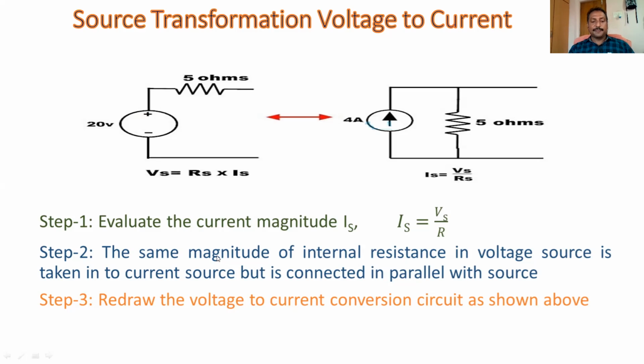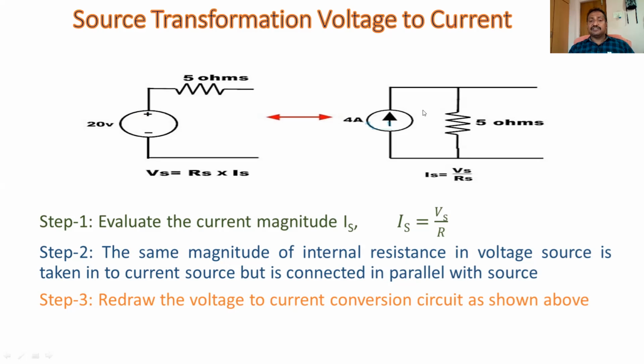Then the second step: the same magnitude of internal resistance of the voltage source should be considered, but that resistance should be connected in parallel with the current source. So see here, this is the 5 ohm, the same magnitude of 5 ohm is also connected here. So this represents the converted current source. So redraw the voltage to current conversion circuit as shown above.